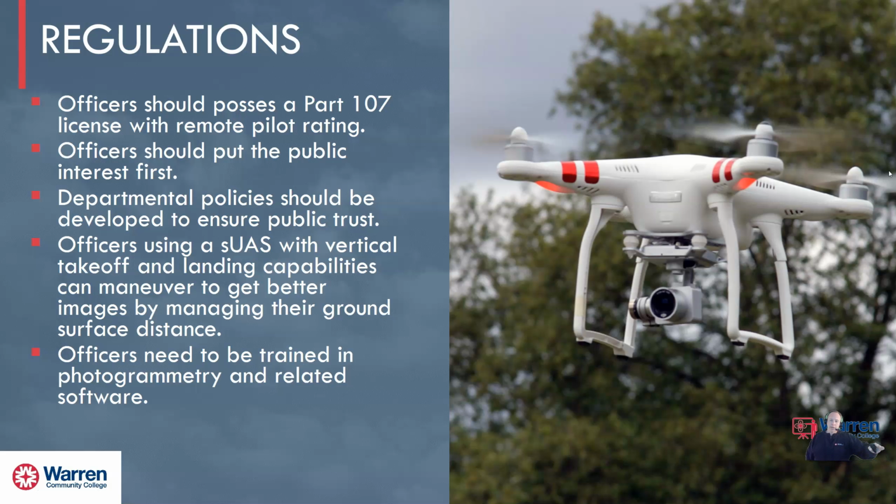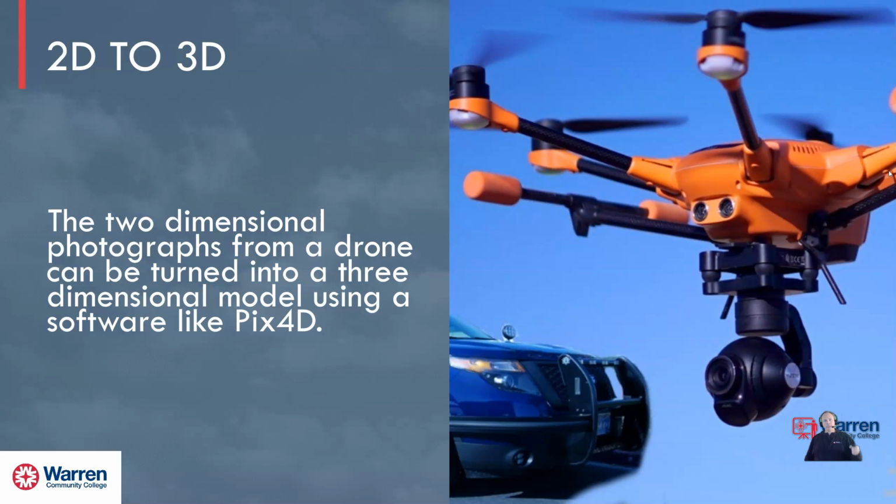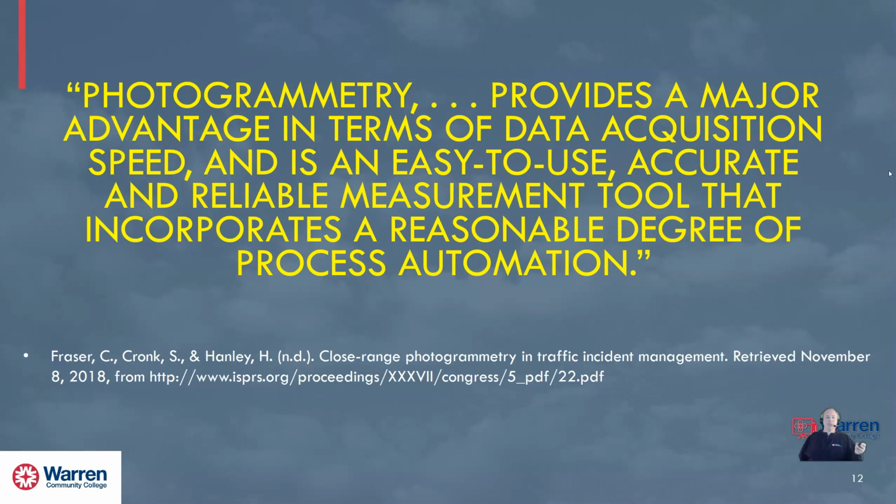We cover it from inception, theoretical, to data and image acquisition, to image processing, to image analysis at the end. And then also, how do we improve accuracy? Basically, what you're doing is you're taking two-dimensional photographs and turning them into a three-dimensional model that's scalable. Photogrammetry provides a major advantage in terms of data acquisition speed and is easy to use. It is an accurate and reliable measurement tool that incorporates a reasonable degree of process automation, by Fraser et al.